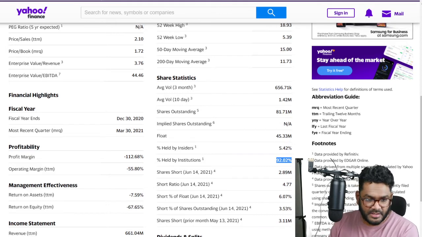Why? Because it's a good stock. Now we have 92% institutional investors. What it means is institutions do studies and a lot of analysis, and people work throughout the day just to find out about the stocks. They decided to invest in this company, 92%.